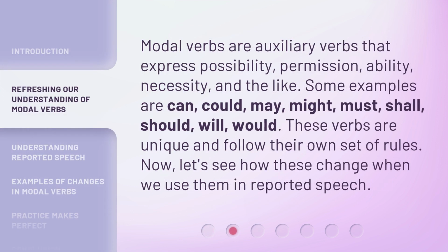Modal verbs are auxiliary verbs that express possibility, permission, ability, necessity, and the like. Some examples are can, could, may, might, must, shall, should, will, would. These verbs are unique and follow their own set of rules. Now, let's see how these change when we use them in reported speech.